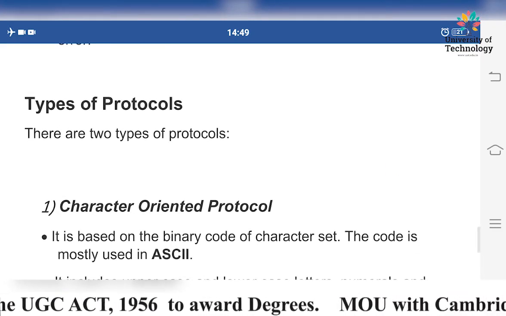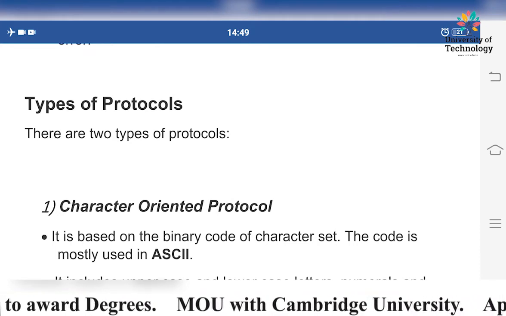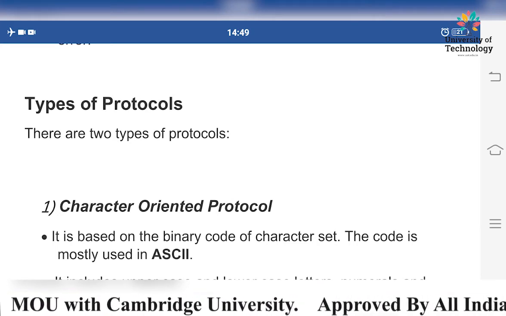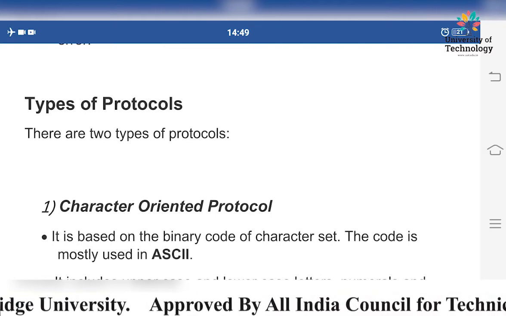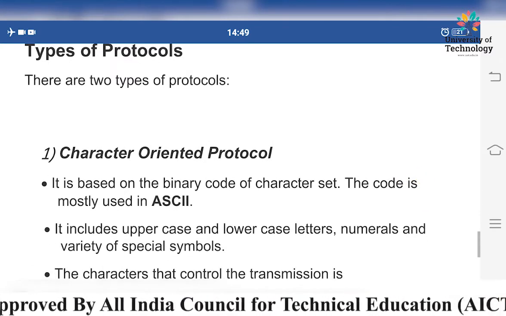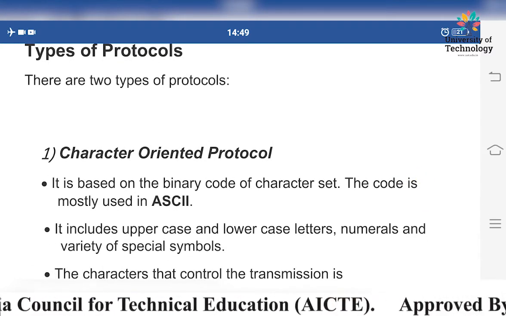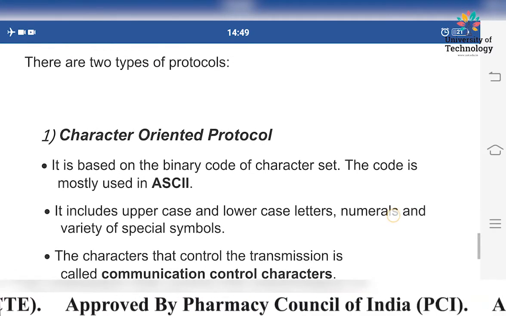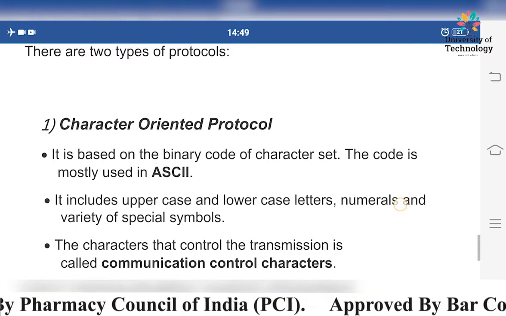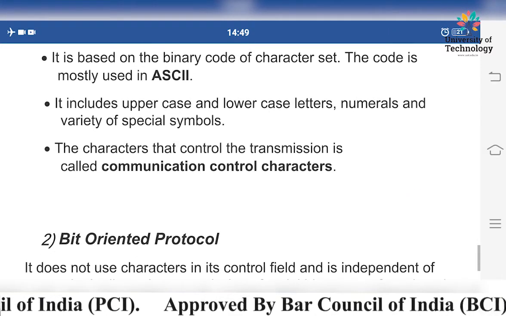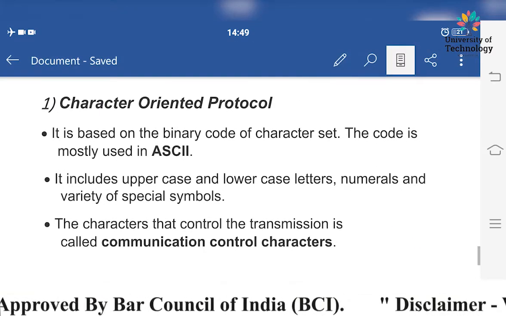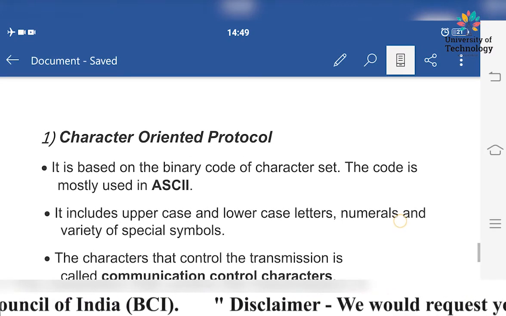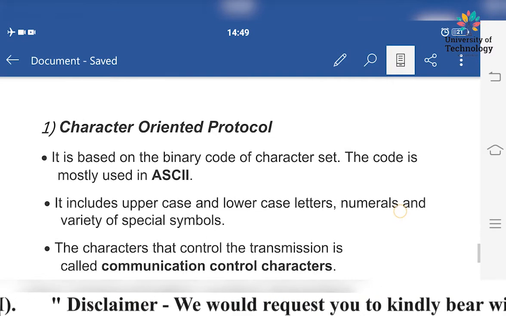Now we have discussed what a protocol is. Now we are going to discuss how many types of protocols there are. Broadly, if you have to categorize or subdivide protocols, you can subdivide them into two types. First is character oriented and second is bit oriented. Now the question arises, what is character oriented and what is bit oriented, right?